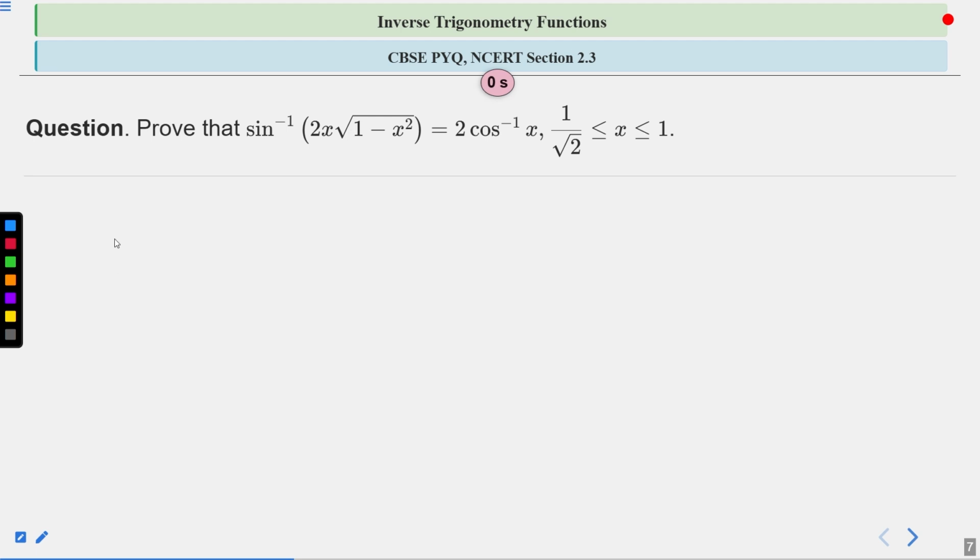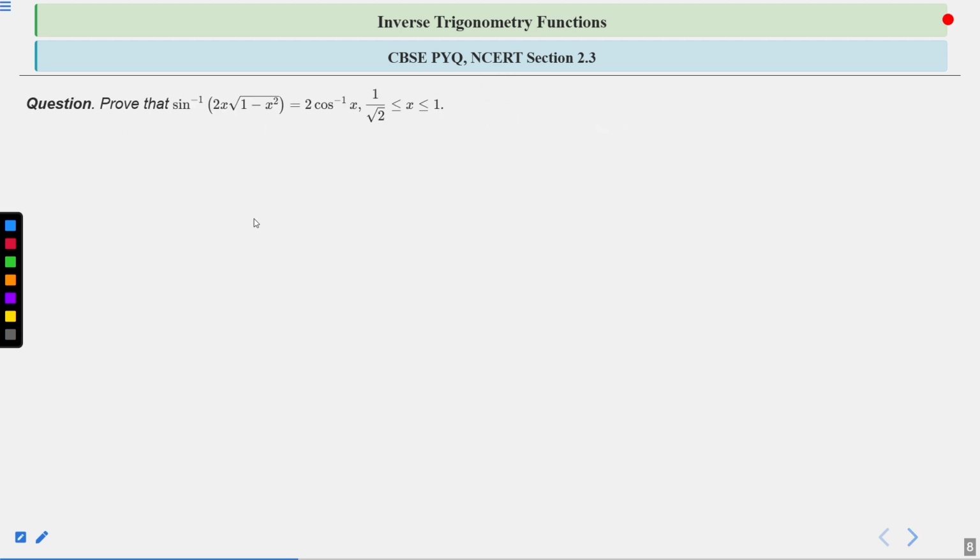Okay, let us move to the solution part. We have to prove that sine inverse of 2x root over 1 minus x square is equal to 2 cos inverse x, when x is between minus 1 by root 2 to 1 by root 2. So what can we do? The correct answer will be 2 cos inverse x. Let us see.